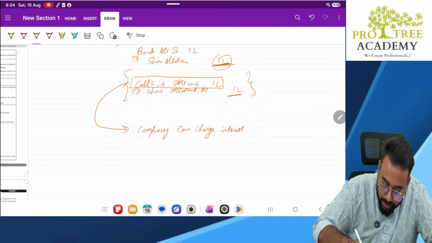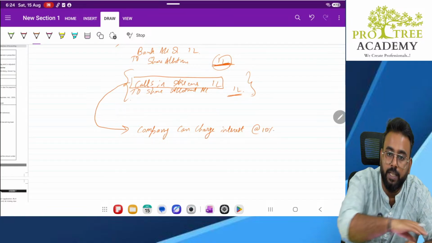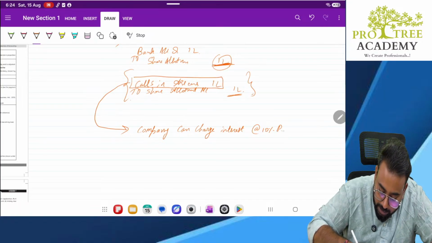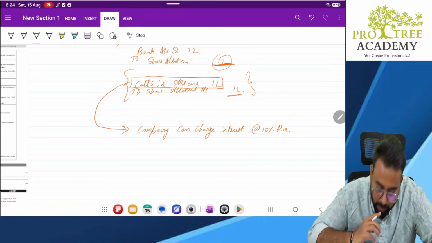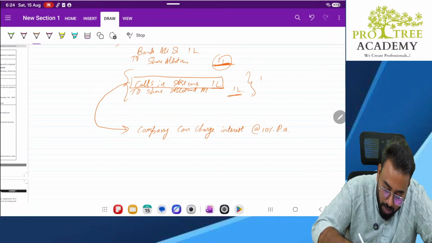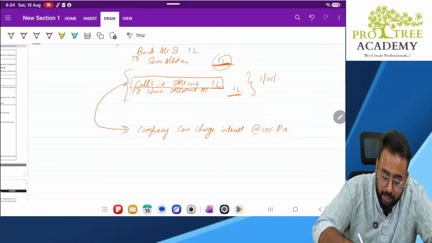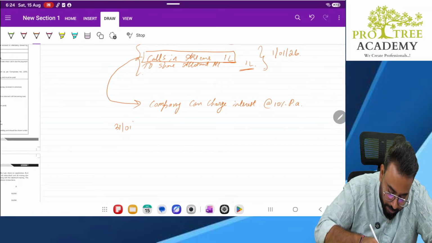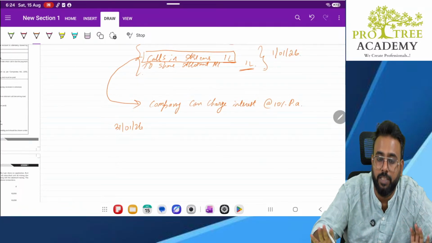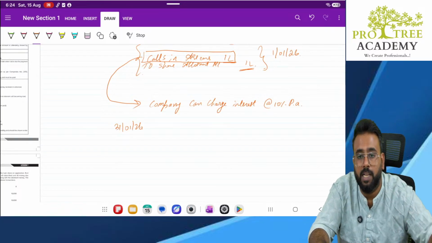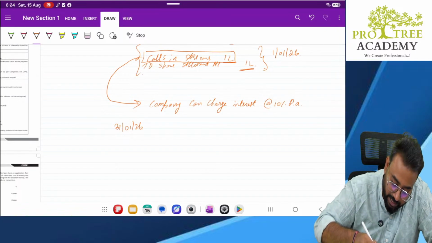Interest how much, sir? Interest at the rate of 10% per annum. Suppose this 1 lakh is called on 1st January 2026 and up till 31st March it is not yet paid. That means for January, February, March, can I charge the interest? Yes, I can charge the interest.